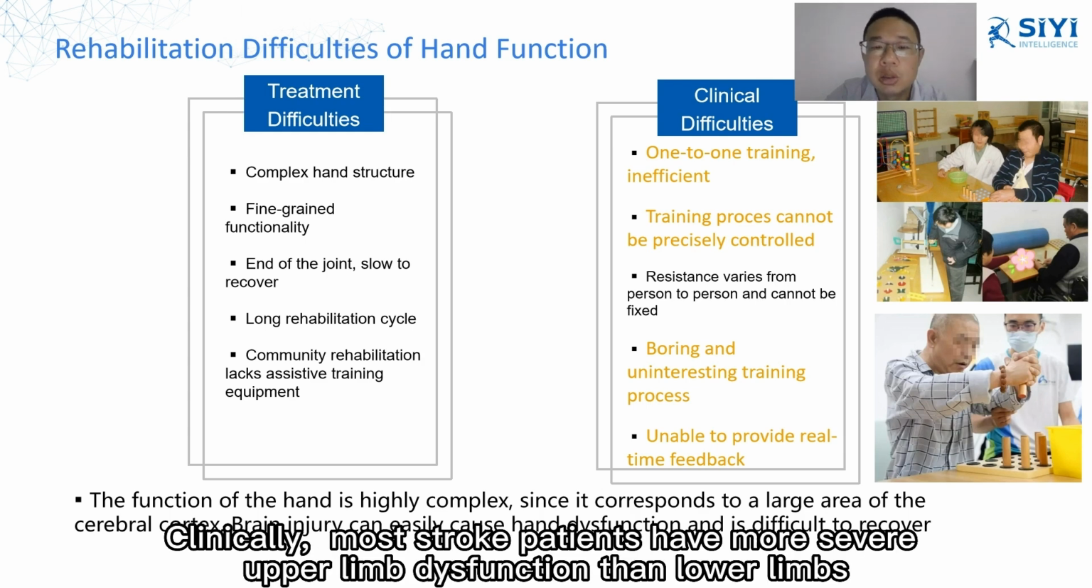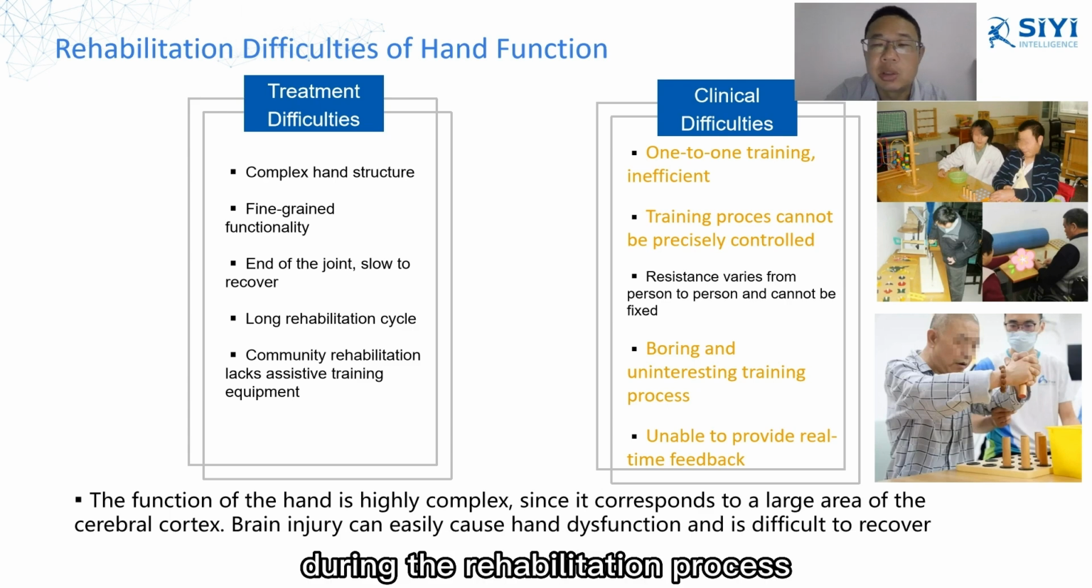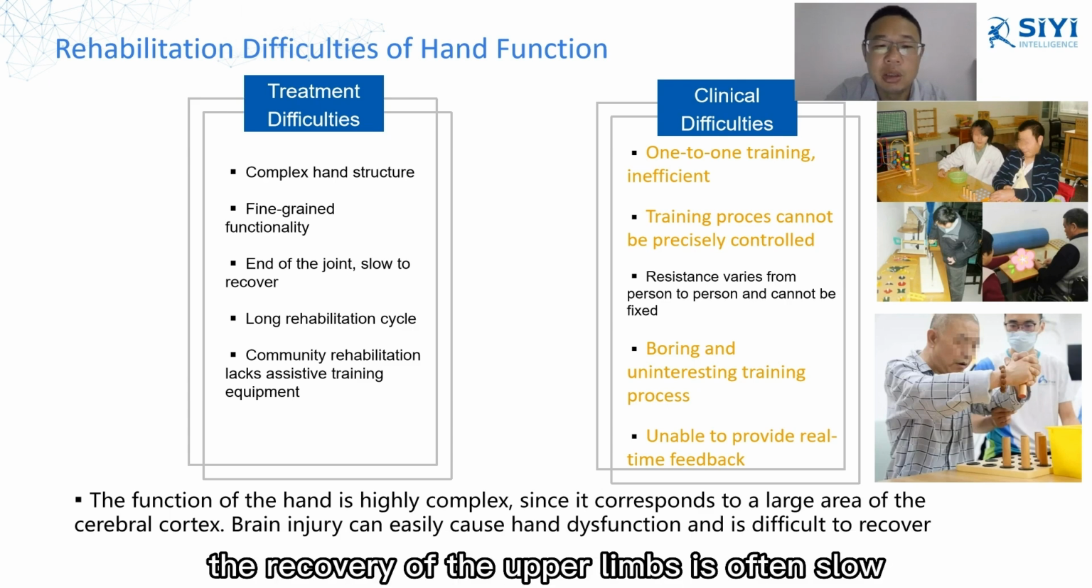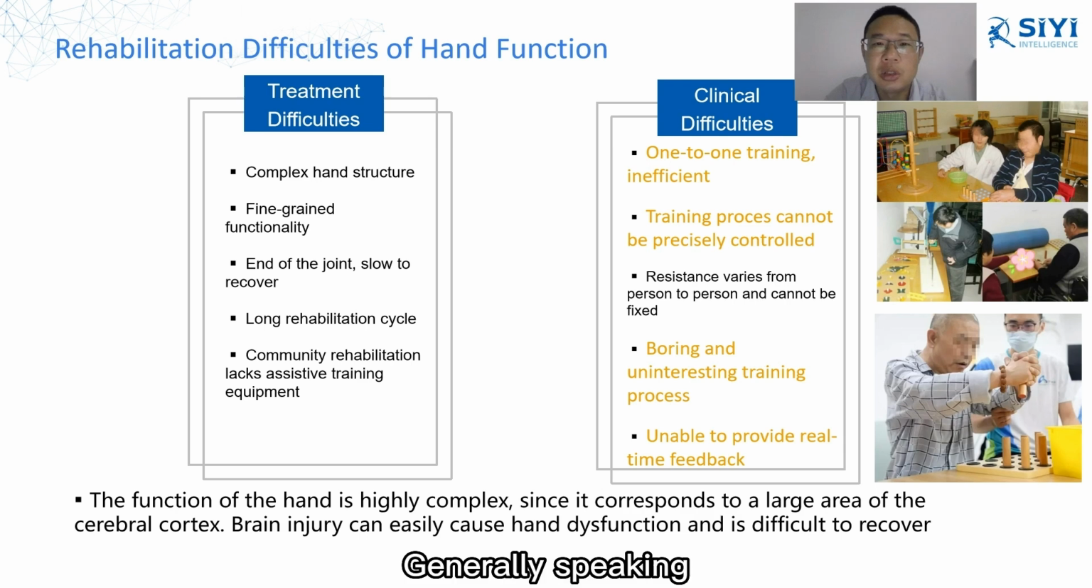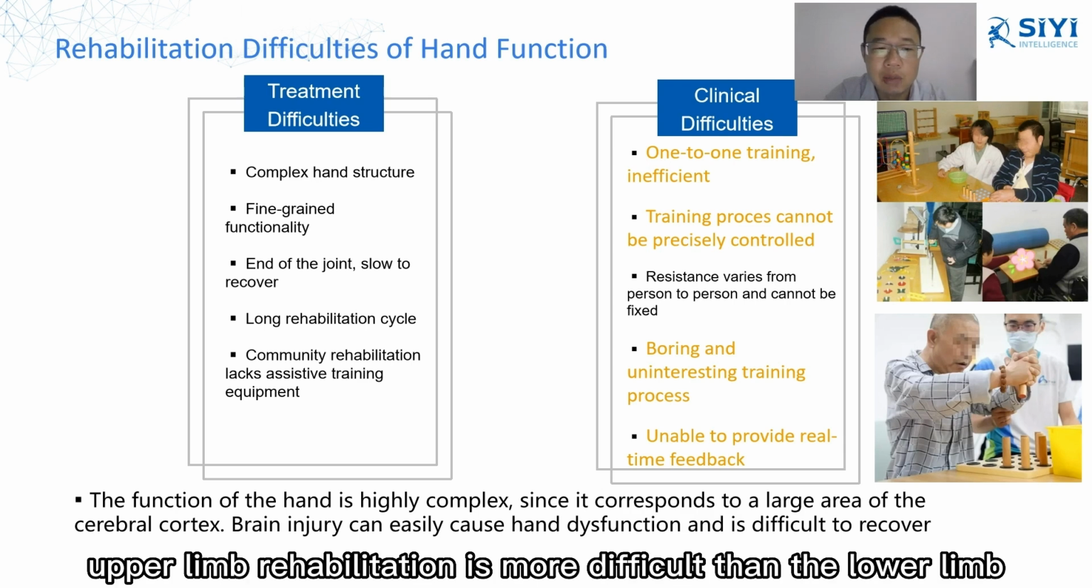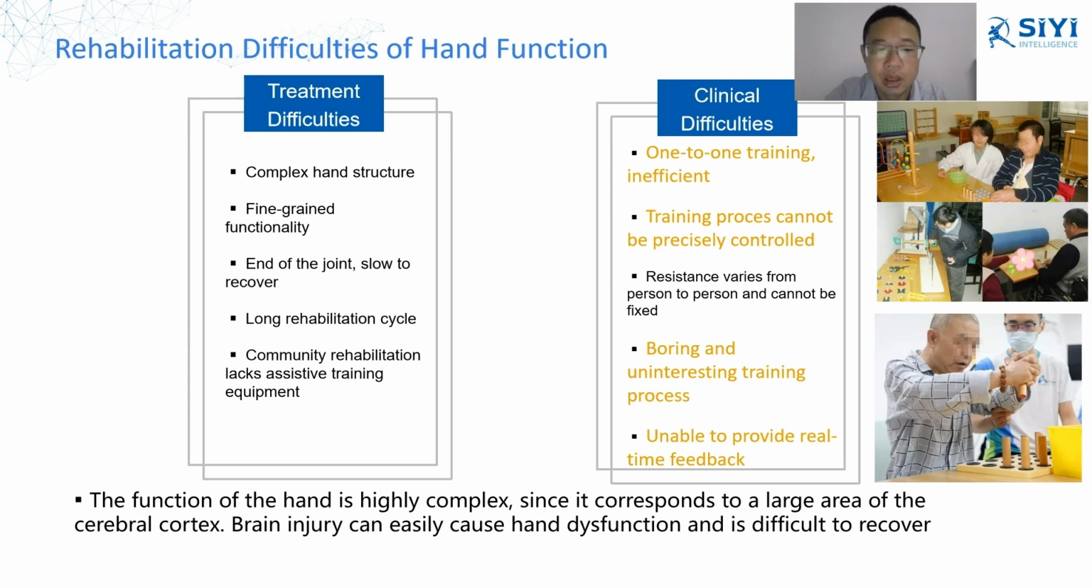Clinically, most stroke patients have a more severe upper limb dysfunction than lower limb. During the rehabilitation process, the recovery of the upper limb is often slow, and the recovery of the lower limb is relatively fast. Generally speaking, upper limb rehabilitation is more difficult than the lower limb.